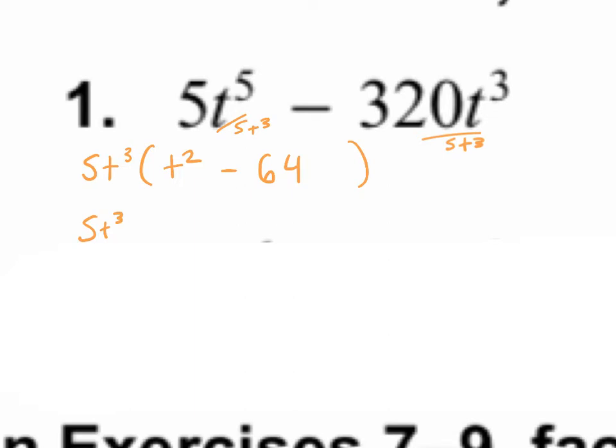Yes, because it's two perfect squares. So what are two factors of negative 64 that add up to 0? Negative 8 and 8. So we put t minus 8 and t plus 8. Can we factor this anymore? No. So this is our answer. Any questions?